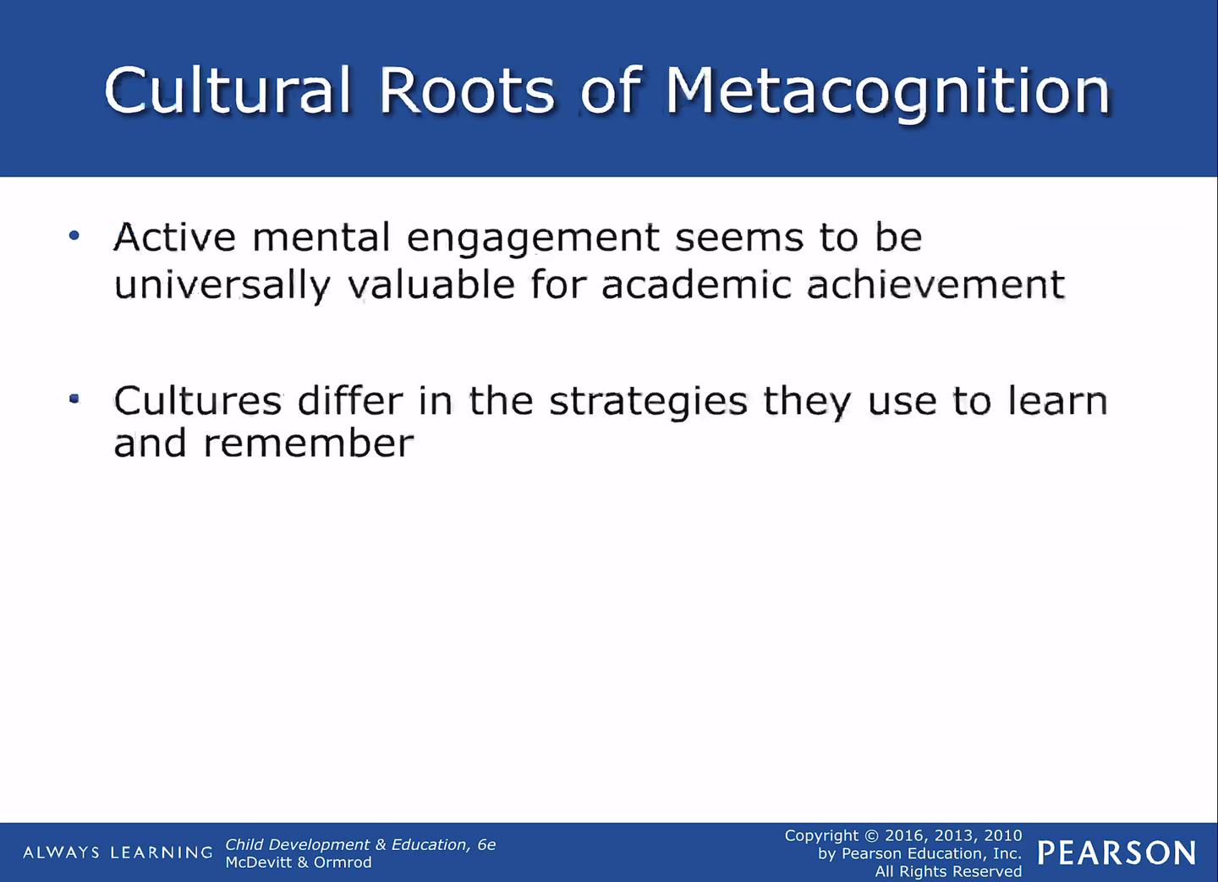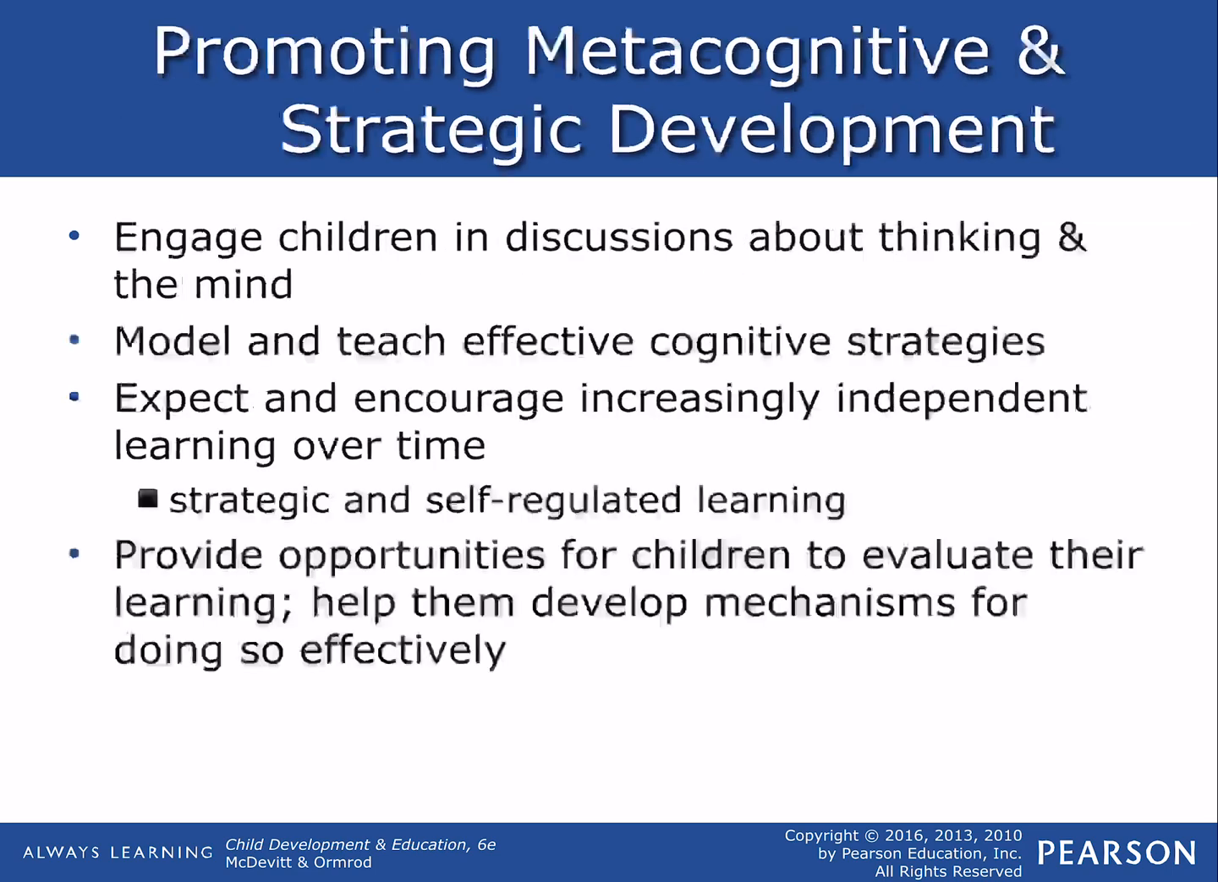So active mental engagement is universally valuable for academic achievement. However, lots of different cultures have different strategies that they use to learn and remember. If you look at different ways that kids in Asia learn different things, they have methods, and all of these different methods come from different cultures. And we can learn from all of them, quite frankly.